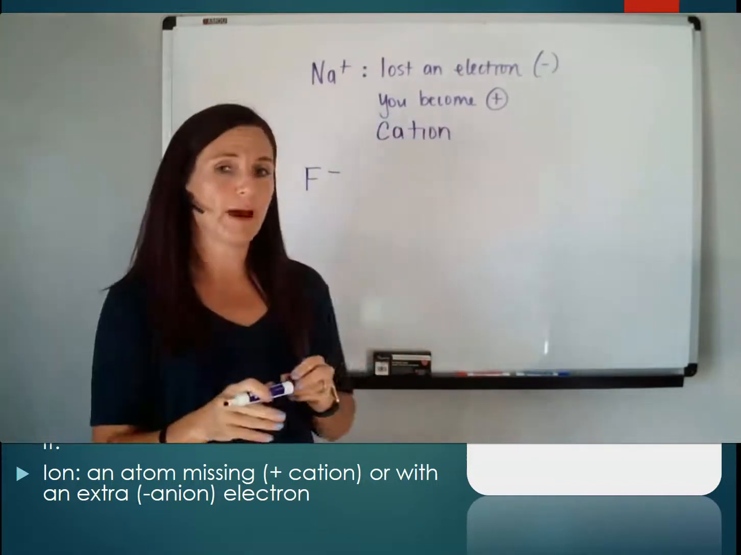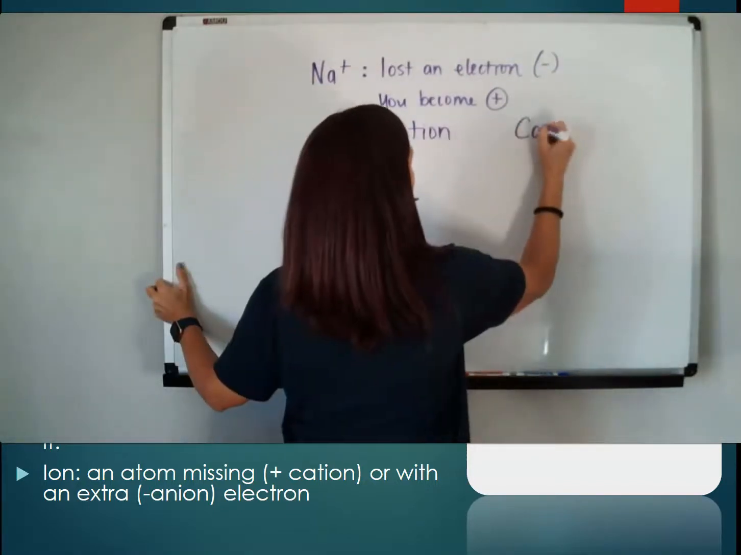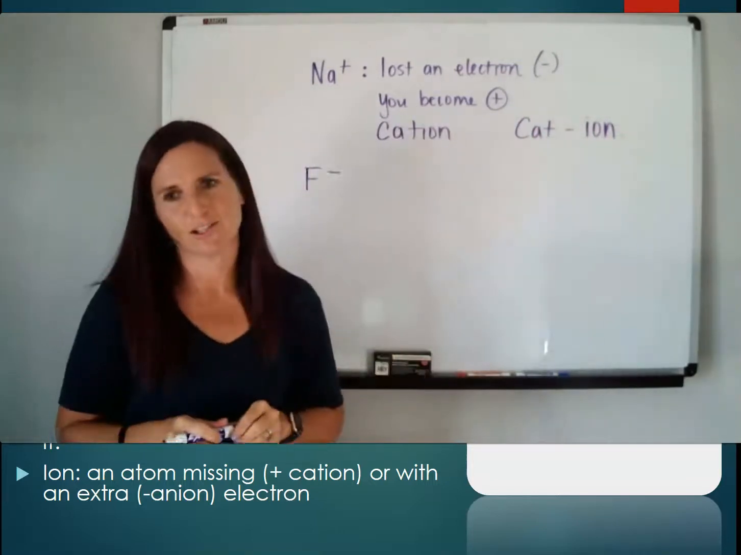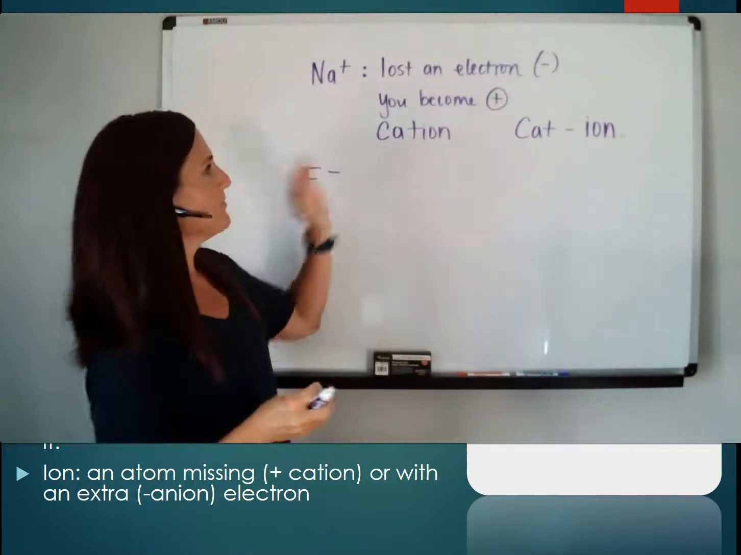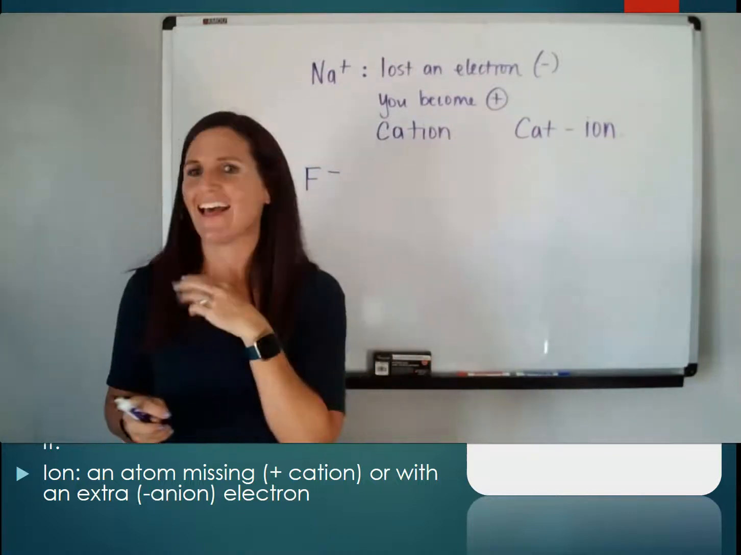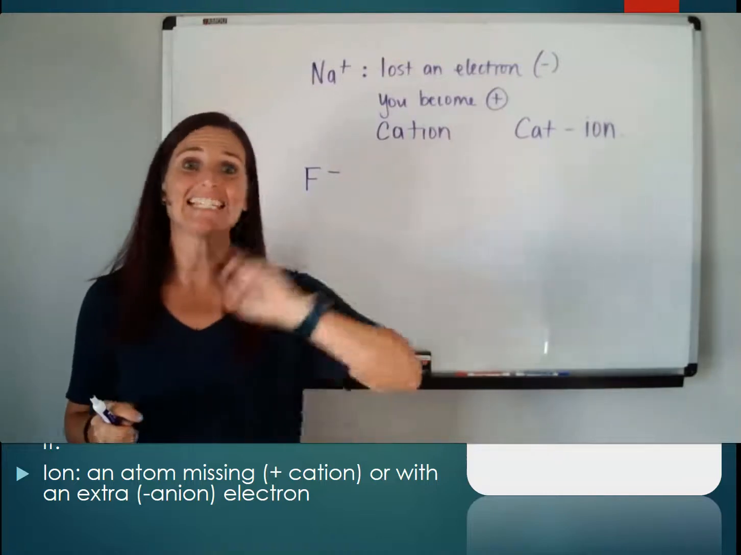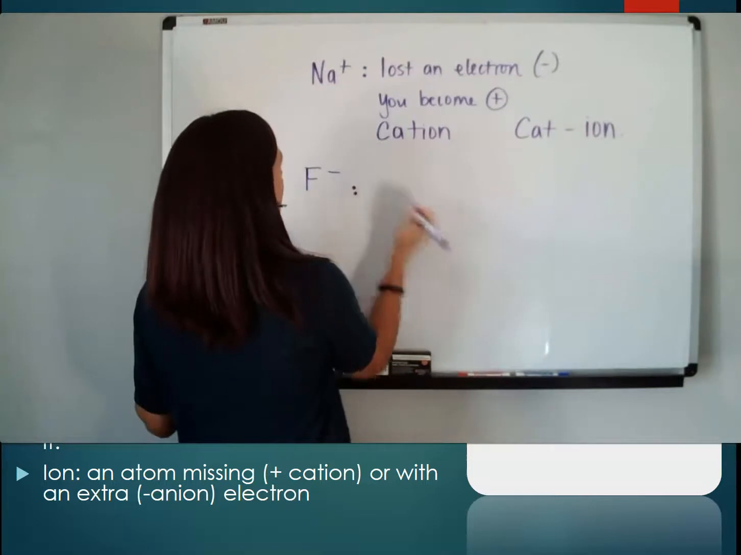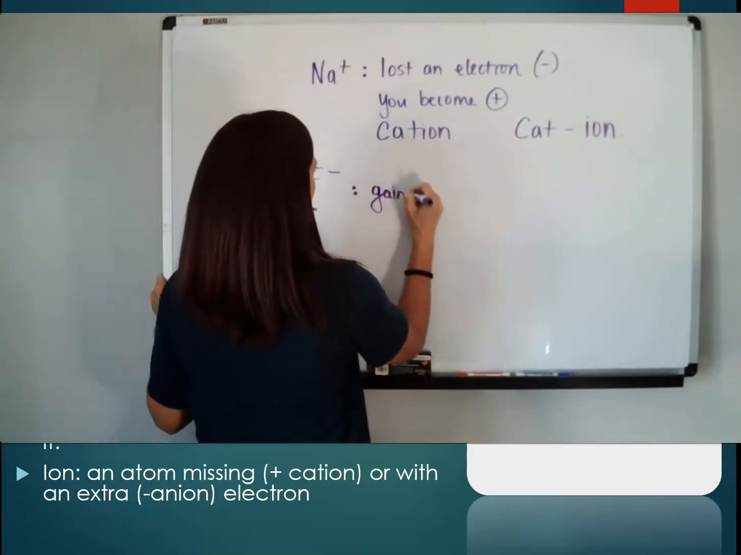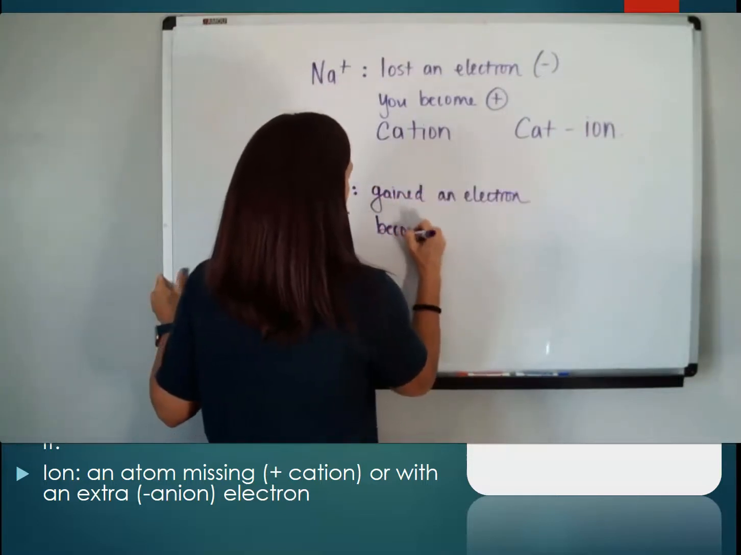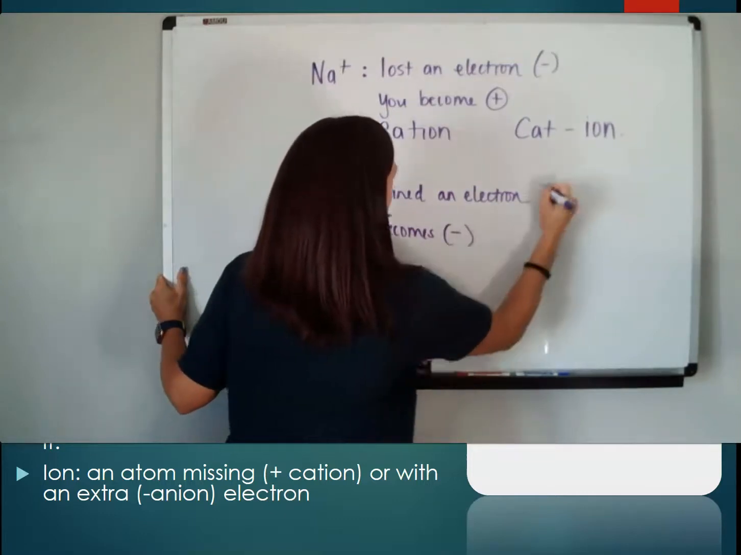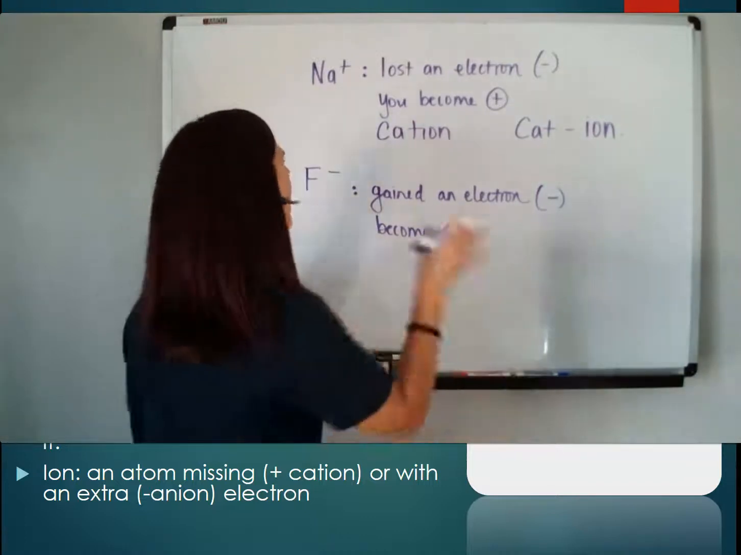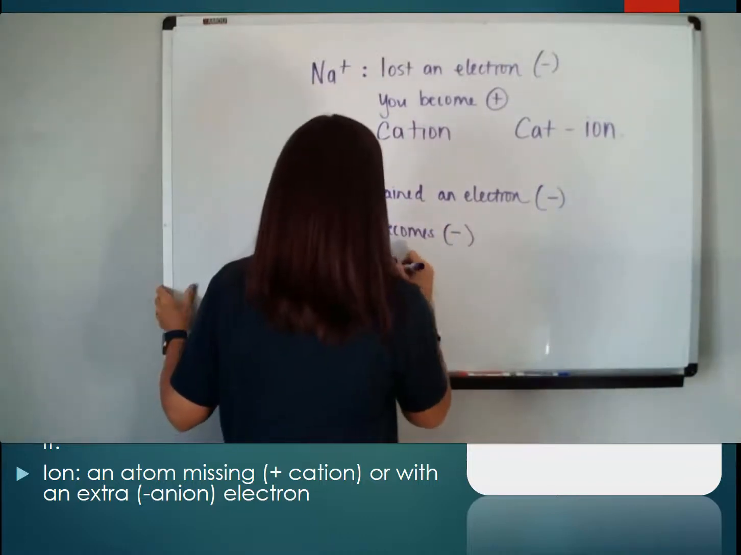This is a compound word, like cat and ion. T-I-O-N in the English language says shun, so I have students that always want to call this a cation. That's not right, okay? It's a cat ion. So we have a cat ion here, and F minus has gained an electron, so it becomes negative because electrons are negative. So when you gain negative, you become negative, and that is called an anion.